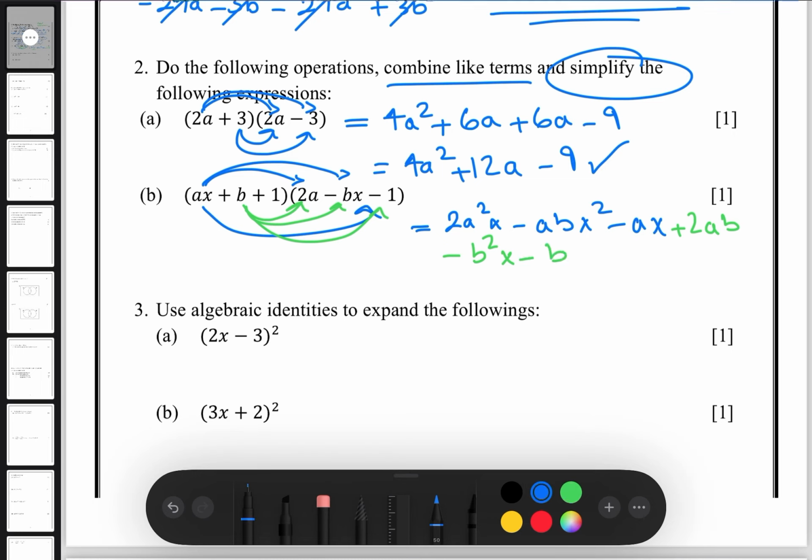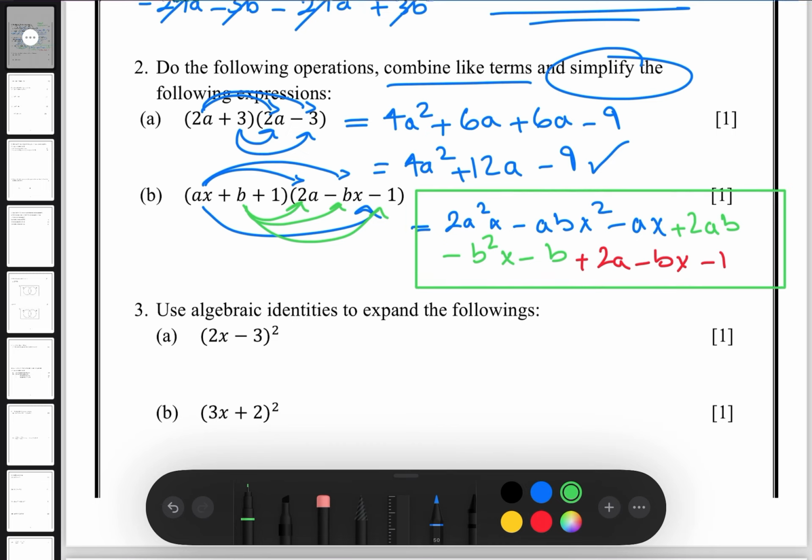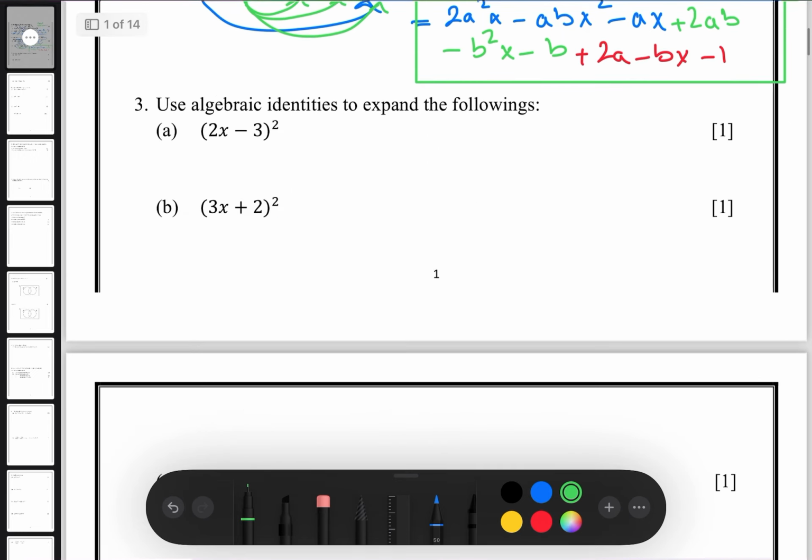And let's do the last one. 1 gets multiplied by 2a, so that's going to be positive 2a minus bx, and then 1 times -1 is just -1. So do we have any like terms here? Do we have anything that we can add? Apparently, we do not. So that's the answer for this question, all right? Nothing else left. Is there anything that is like? Nope, there's no like terms here, so we can just skip it. Right, let's move on to the third one now.